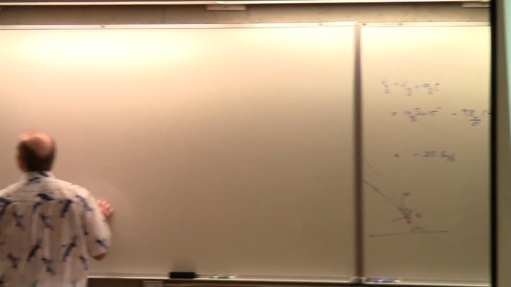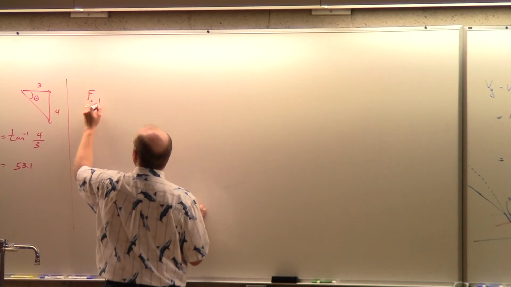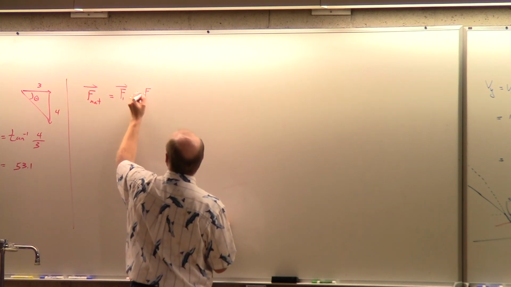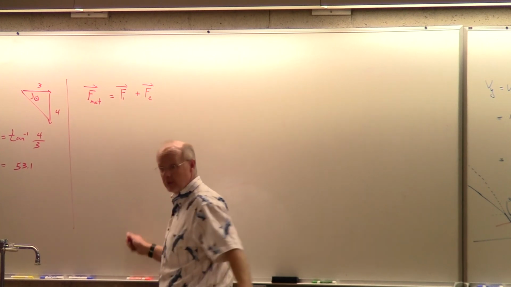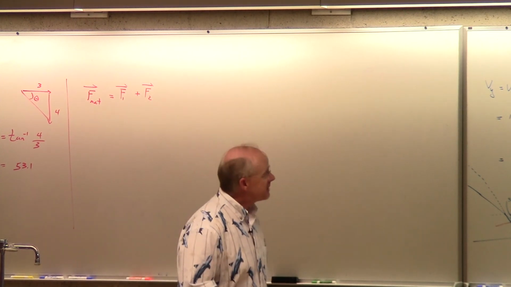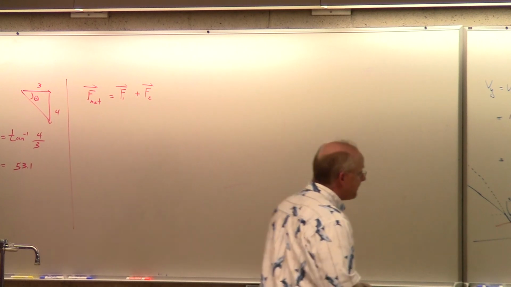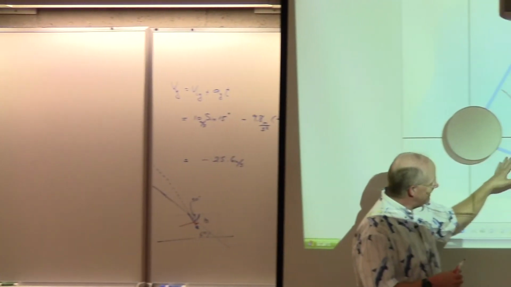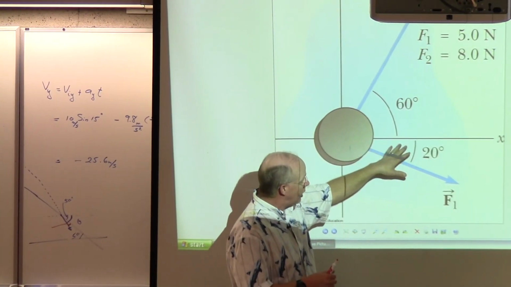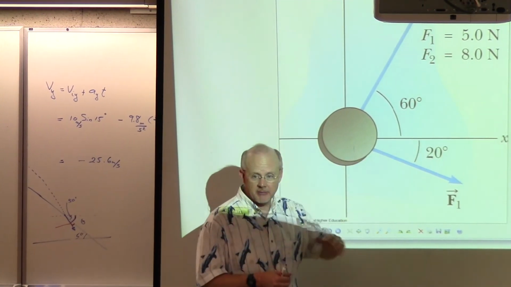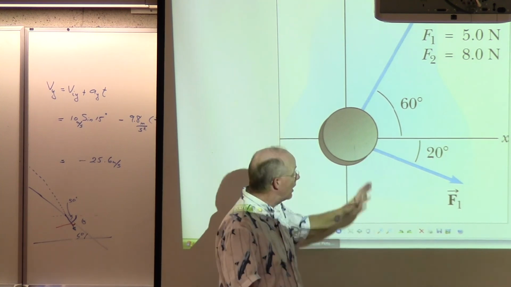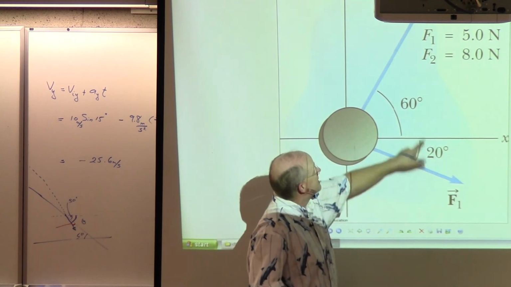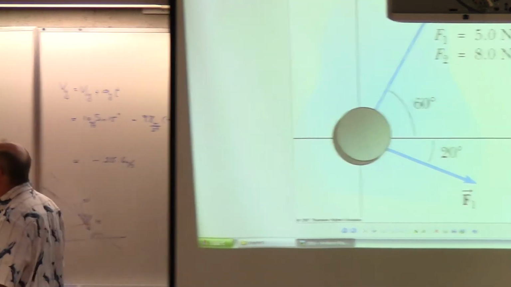All right. So, net force is force 1 plus force 2. Looking at this picture, they say force 1 is this one right here. Force 1 is at some angle, 20 degrees below some x-axis, however they define it. Maybe there's a line in the ice there, and they go 20 degrees from this center line or something, and the force happens to be 5 newtons.